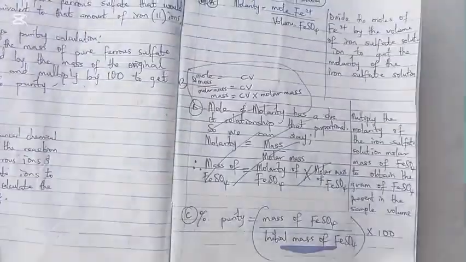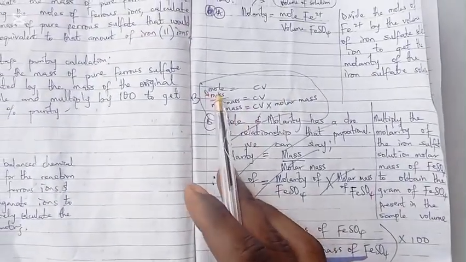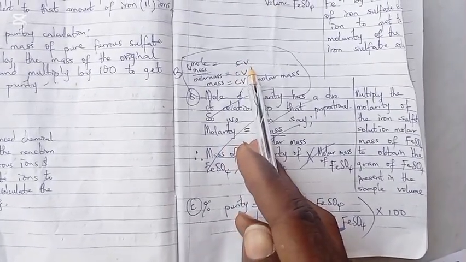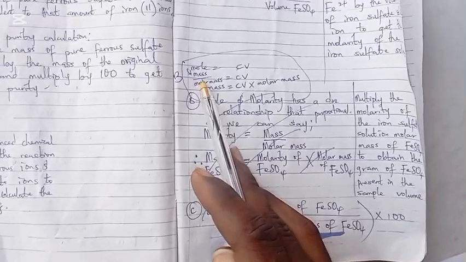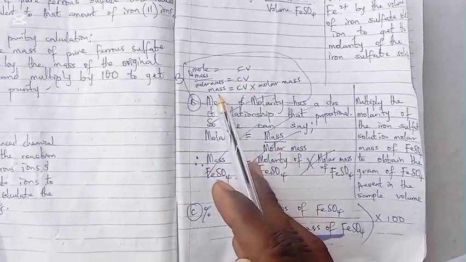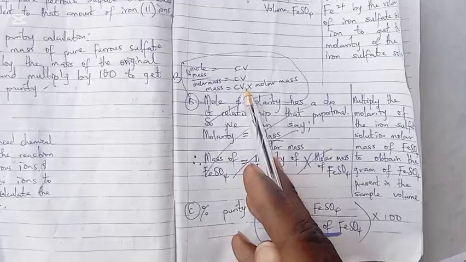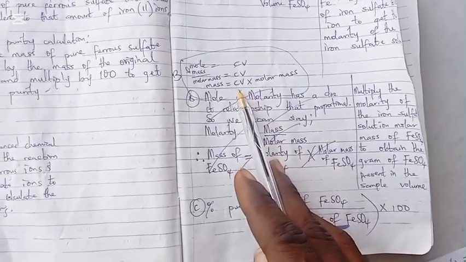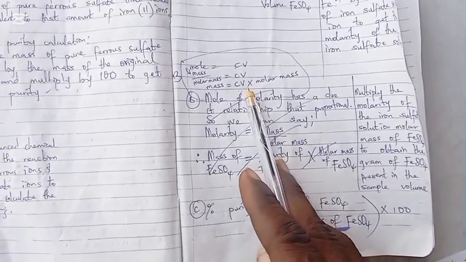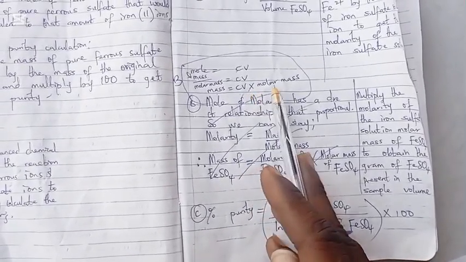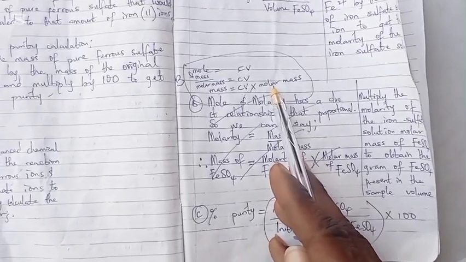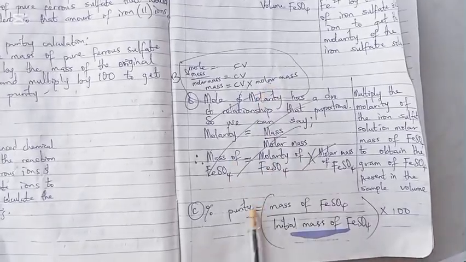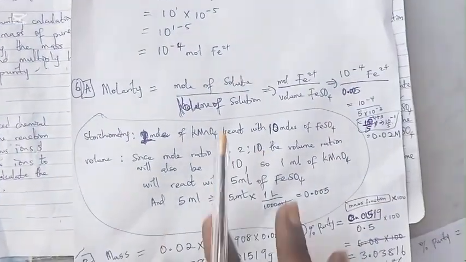remembering, going back to our formula, we say that mole is equal to concentration times volume. Another name for concentration is molarity. So we can now say that mole is also equal to mass over molar mass, equal to CV. So when you make mass the subject of the formula, you see that you have CV times molar mass. So that is what we did. Our concentration is 0.02. Our volume is 0.005. And our molar mass, that is the molar mass of iron sulphate, check it, is going to give you around 151.908.